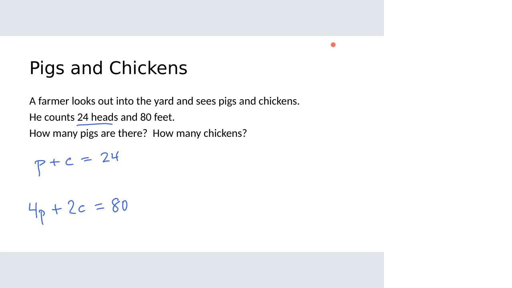And it doesn't really matter which one of these you subtract. I'm going to subtract c from both sides. And when I do that, those cancel. And what that leaves me with is that p is equal to 24 minus c. Now that I know that p and 24 minus c are the same, I can take 24 minus c and put it in where the p is. And so I've got 4 times 24 minus c plus 2 times c is 80.